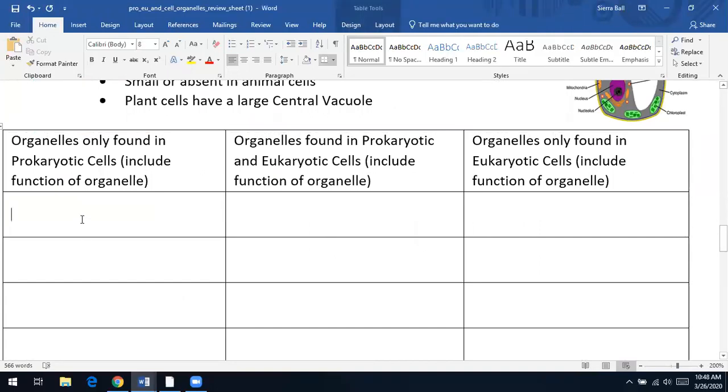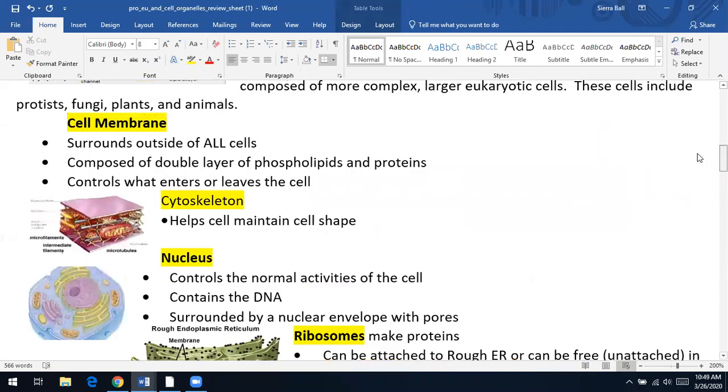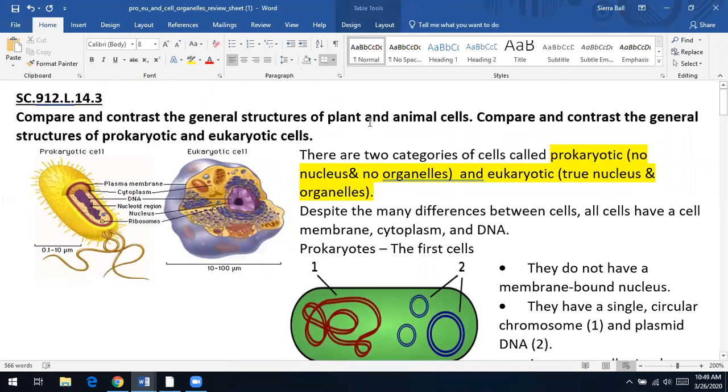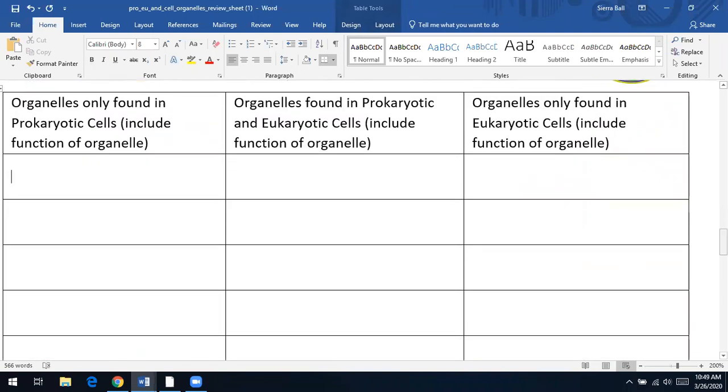First up, what are the organelles that we only find in prokaryotic cells? Remember, pro means no, so no nucleus. What types of things will we see? If I was looking at this page, I'd be up here at the top looking for my answers, okay? Cytoplasm. Plasma membrane. Ribosomes. I heard cell membrane or plasma membrane, and I heard ribosomes. Is that what I heard?